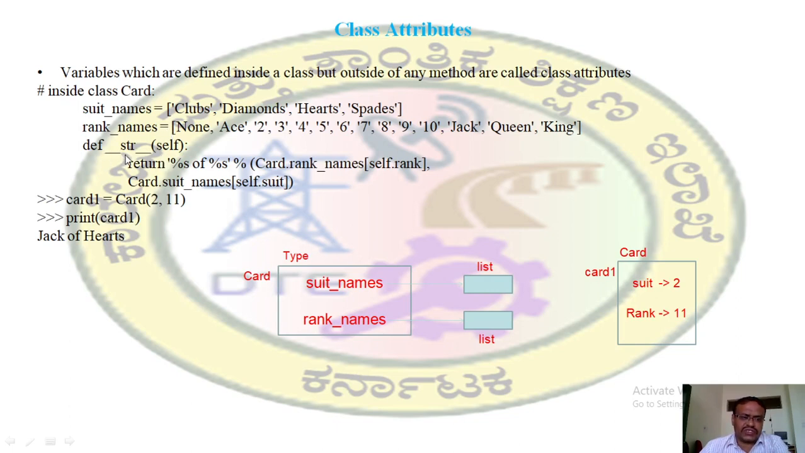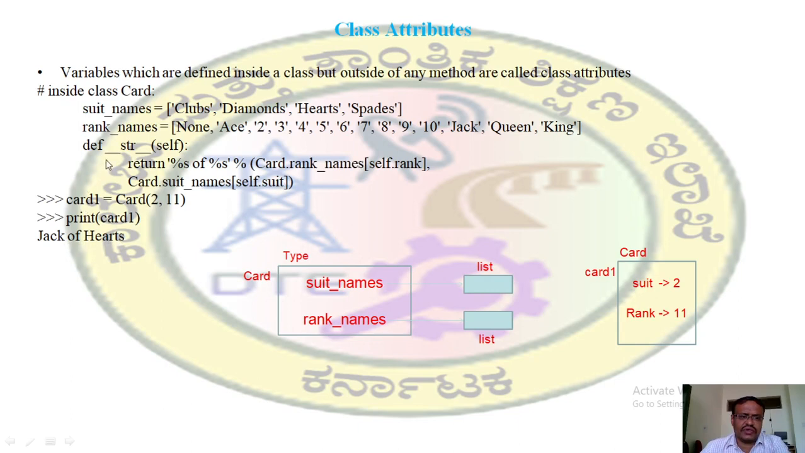And we have the definition __str__, which returns Card.rank_names[self.rank] and Card.suit_names[self.suit]. We are just returning the value from this string method. And we are creating an object here, card1 equal to Card(2, 11), and then we print card1. It prints the jack of hearts.